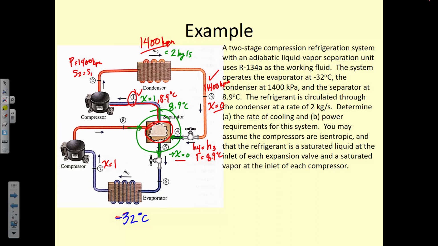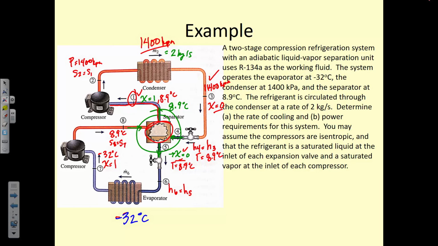Which tells me that on state 5, also, T is equal to 8.9 degrees Celsius, so we know everything about that. We can figure out the enthalpy. State 6. H6 is equal to H5. State 7. Negative 32 degrees Celsius. And state 8. Okay, so it's 8.9 degrees Celsius, and what else? S8 equals S7. S8 is equal to S7. Every state is fully specified.